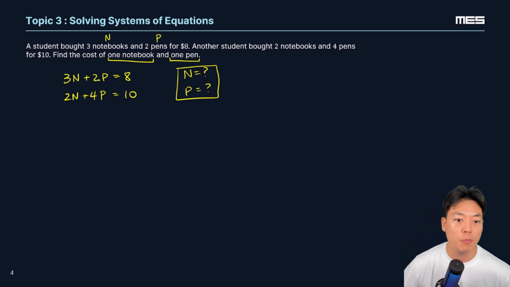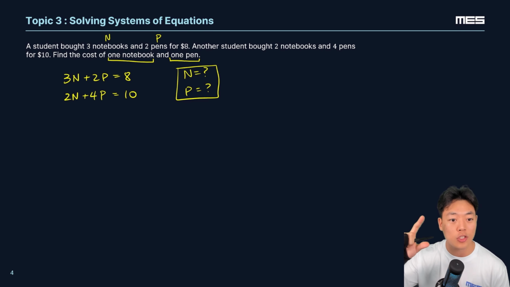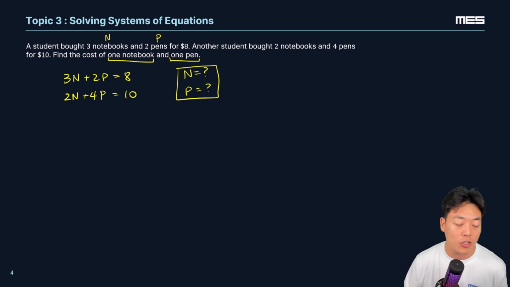We have 3n plus 2p is equal to 8, 2n plus 4p is equal to 10. We know that when we're working with systems of equations, elimination is the easiest way of solving, especially when the two coefficients of a certain variable have common factors or common multiples. So in this case, I am actually going to multiply the top equation by a -2. And when I do this, this becomes a -6n minus 4p equals -16.